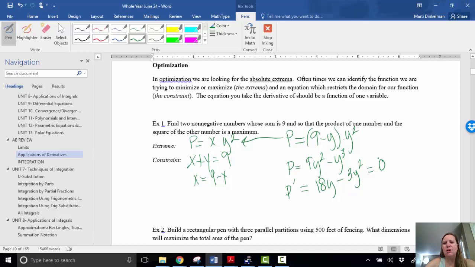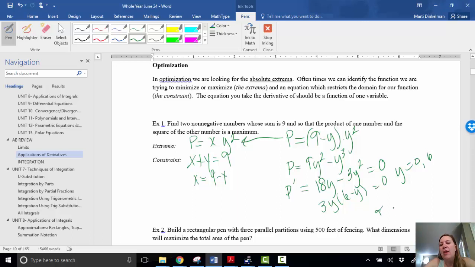We're going to set it equal to 0. So I'm going to just factor here a little bit so we can see where it's equal to 0. So that's when y equals 0 and 6. 0 doesn't really make sense because that's really not going to maximize my product. So it's probably 6.